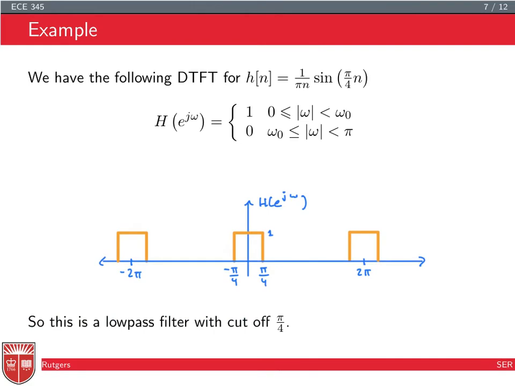So here I have the DTFT of the impulse response. If h[n] is 1 over πn times sin(πn/4), then the DTFT of it is the low pass filter with cutoff frequency here π/4. So ω0 is π/4. So let me write it down here.